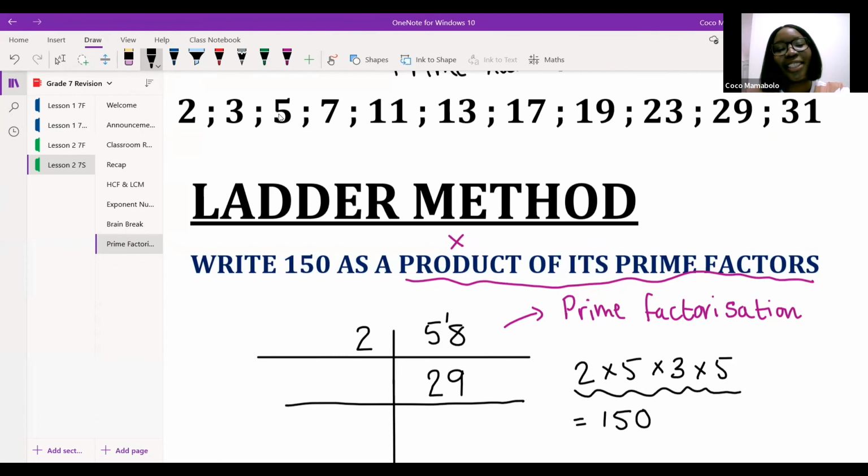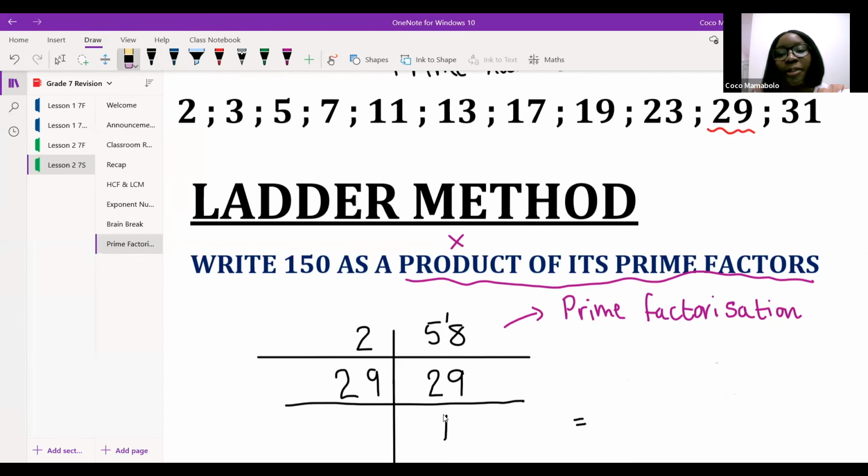What do we know about 29, guys? That's it. 29 is also a prime number. So I can divide 29 by 29. What's 29 divided by 29? It's 1. So 58 broken down into a product of its prime factors is 2 times 29. And this was an ugly one. This was a very ugly one.